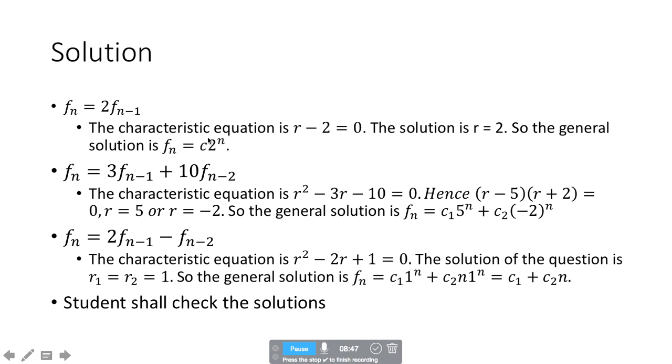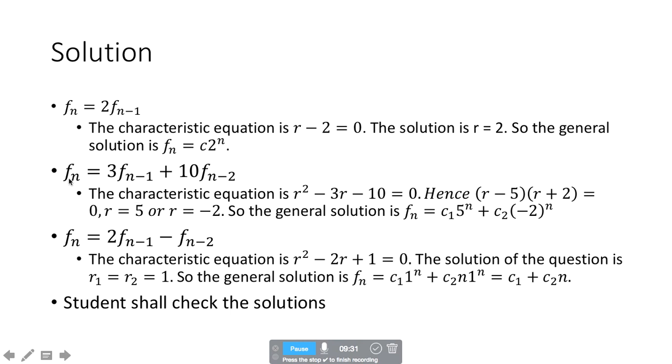Now, it's easy for you to check this really is a solution. How do you check? You just plug this solution into the equation and see if the equation is true or not, right? For example, you substitute this solution into this equation. On the left side, Fn is C multiplied by 2 to the n power. On the right side is 2 times Fn minus 1. What is Fn minus 1? Based on this general solution, Fn minus 1 will be C multiplied by 2 to the n minus 1 power. 2 to the n minus 1 power multiplied by 2 becomes 2 to the n power. So the right side is also C multiplied by 2 to the n power. That's why these two sides are equal. So this is a solution, okay?